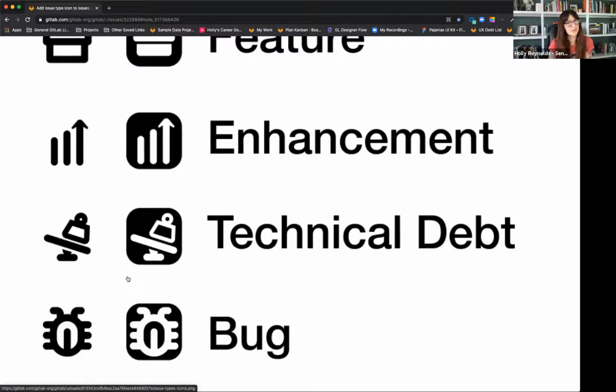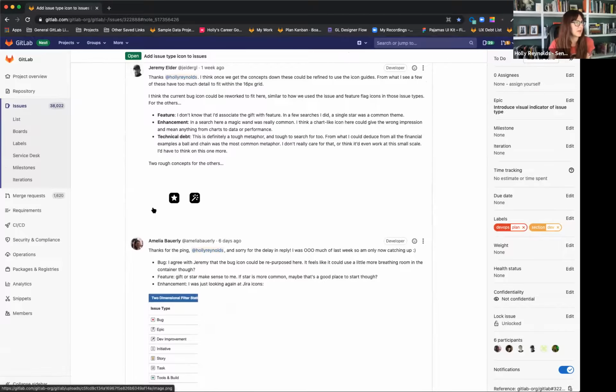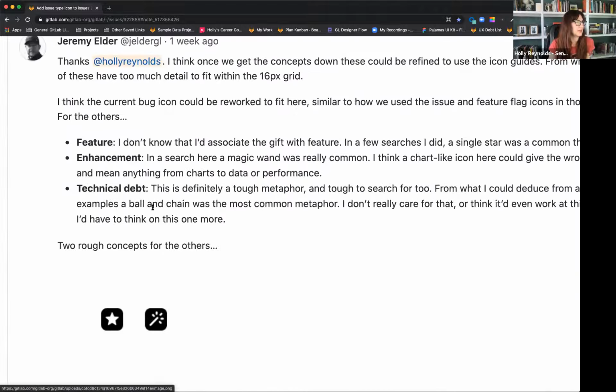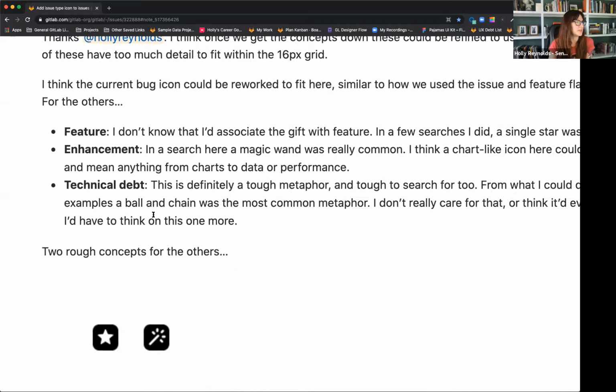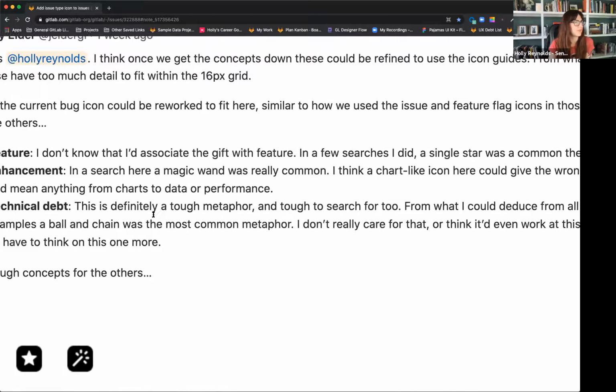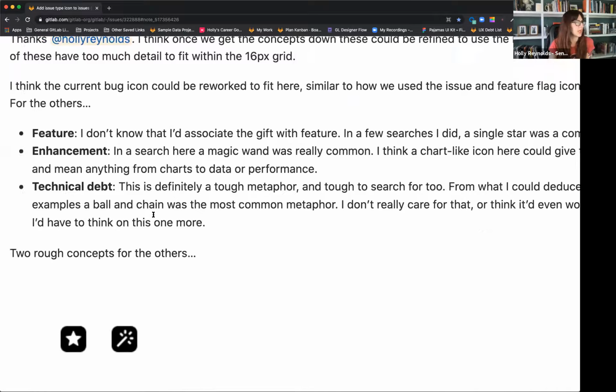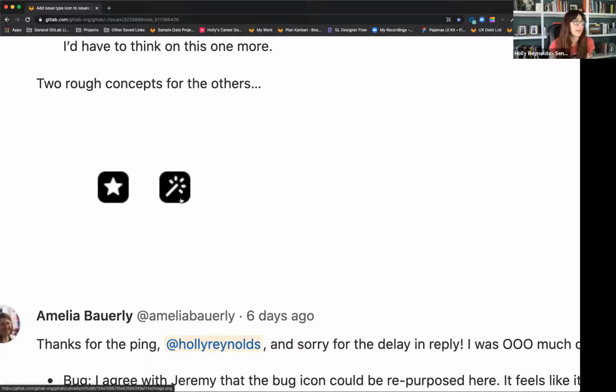There was a lot of struggle with this one, and this is the one that we're stuck on the most. In this case, I went with our little weight icon and kind of a little scale tipping down. Where this has gone is Jeremy has proposed maybe some additional ways to explore. I think this was for feature. He's proposing the star, and for enhancement, maybe a magic wand. I love the magic wand.